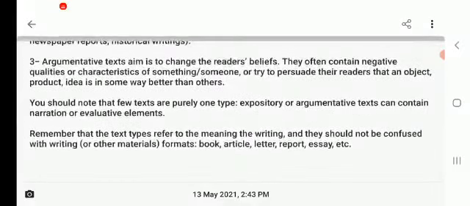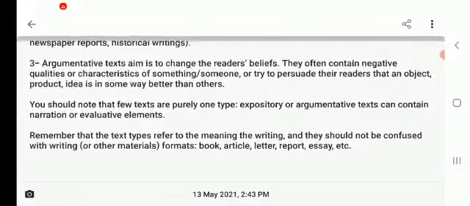Then, sorry, the third type of text is the argumentative text. Why is it called argumentative? Because the main aim here is to change the reader's belief. They often contain negative qualities and characteristics of something or someone.